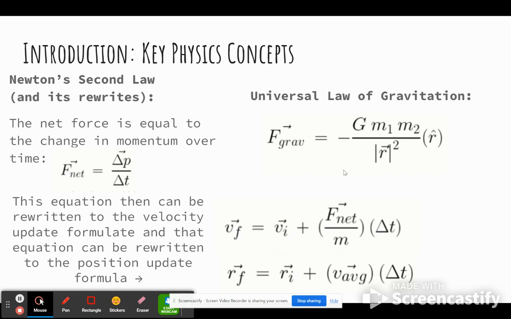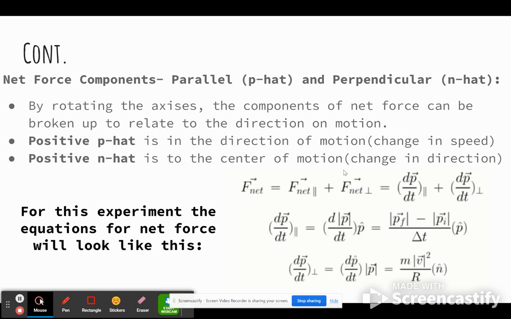Also, we will talk about the universal law of gravitation, and that can be used for our net force components. The net force components, something that we learned this chapter, can be divided into parallel and perpendicular components. The p hat, or parallel, component offers a change in speed, while n hat, or perpendicular, is change in direction. For this experiment, the equations for the net forces will look like this.